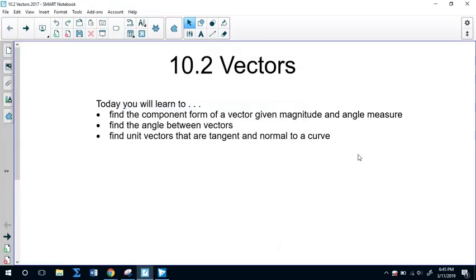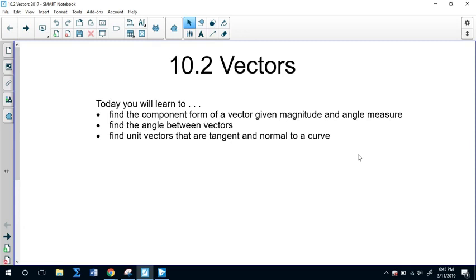Hey everyone, today is 10.2, vectors. Hopefully this will all be really familiar to you and it's going to be mostly a review. So let's see if we can speed right through it. We're going to review how to find the component form of a vector, magnitude using magnitude and angle measure.